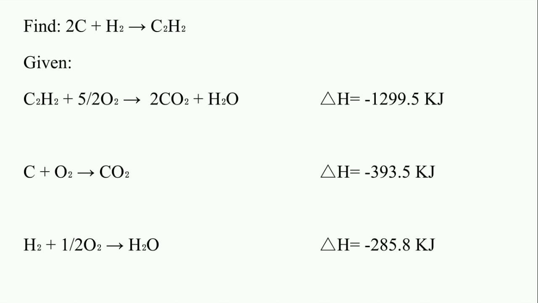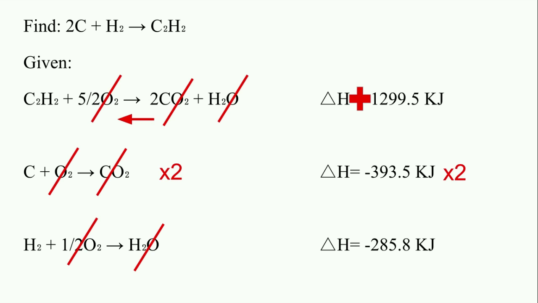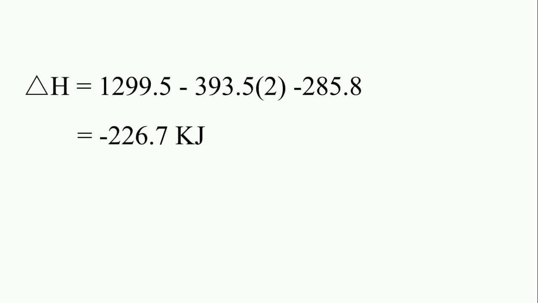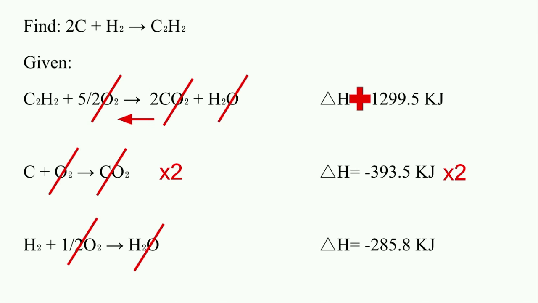The first thing we're going to do is reverse the top equation, remembering to change our sign for our delta H to positive 1299.5 kilojoules. Then we're going to multiply our middle equation by 2, remembering to multiply our delta H by 2 as well. By doing that, we can cancel out our H2Os, then we can cancel out our CO2s, and then we can cancel out those O2s. We're left with your 2 C's and your H2 to get your C2H2.